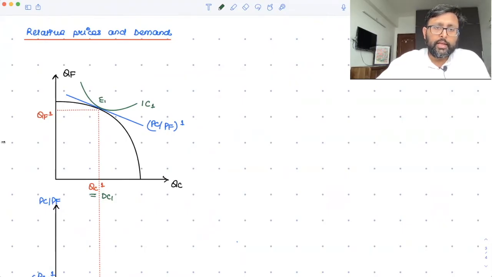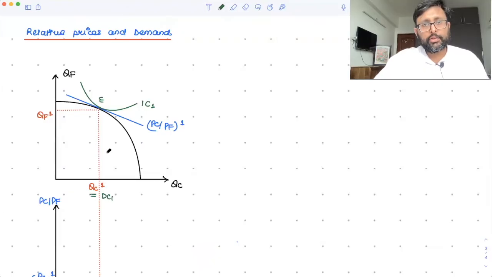So given PC by PF, that is the slope of the isovalue line, the economy is going to find out the highest community indifference curve it can have. Is this the highest one? No. Is this the highest one? No. This one is the highest one, where this indifference curve is tangential to the slope of the isovalue line. So the economy is producing and consuming at the same point.